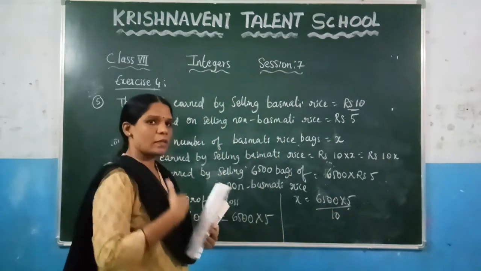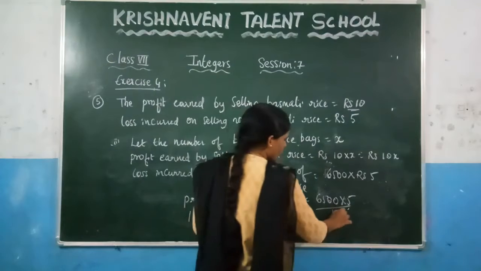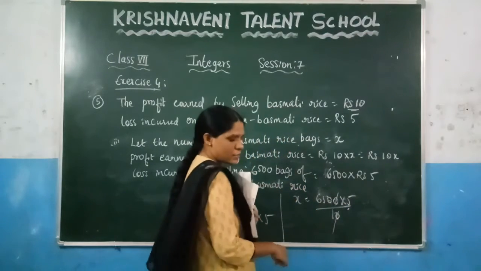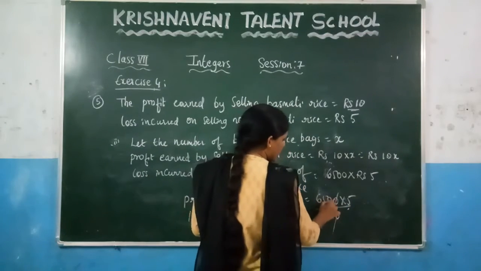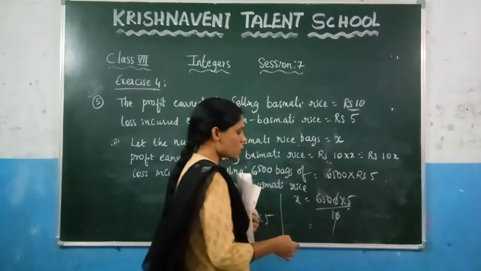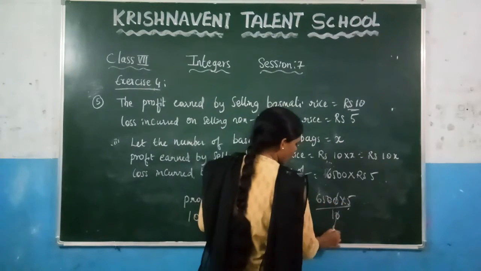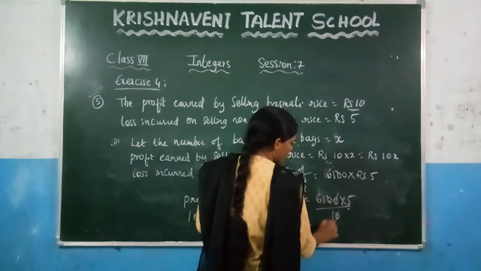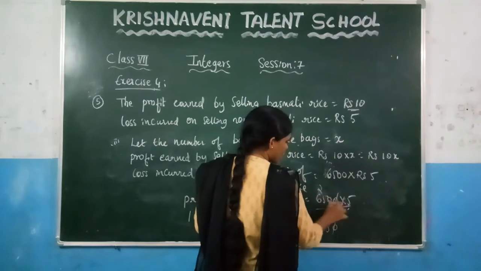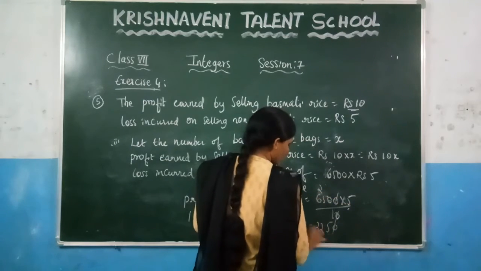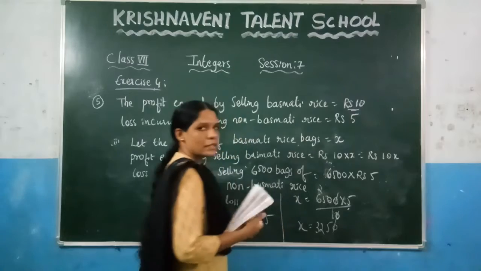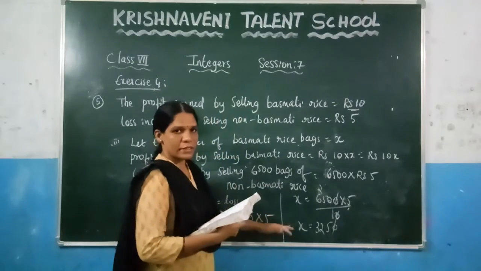Here, this 0 will get cancelled. Now multiply: 5 5s are 25, 5 2s are 10, 6 5s are 30, 32. So this is the number of basmati bags.